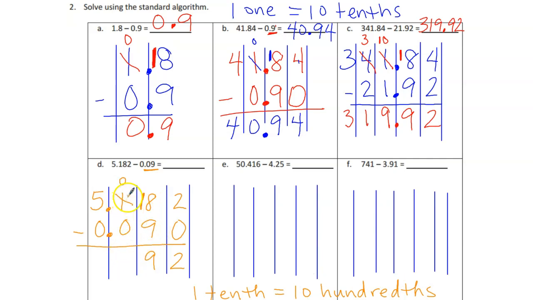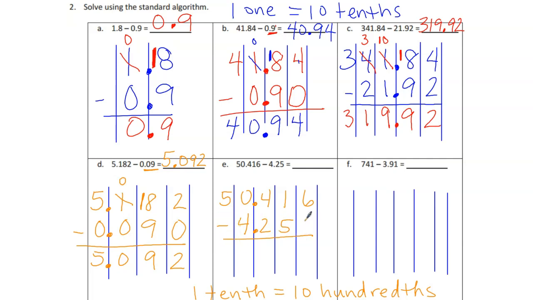Then we have 0 tenths minus 0 tenths is 0 tenths. And 5 ones minus 0 ones is 5 ones. We have 5 and 92 thousandths. Alright, let's keep going here. Now we have 50 and 416 thousandths minus 4 and 25 hundredths.